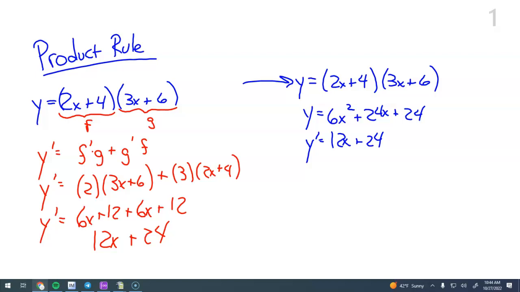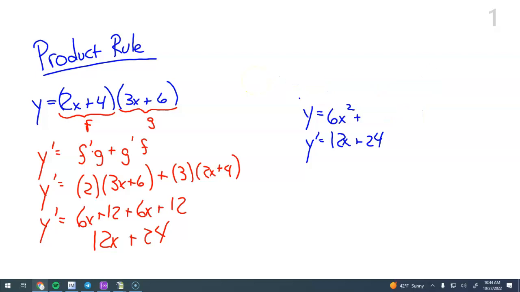If you don't do it, you will not get to the answer you're supposed to. Whenever you see two functions being multiplied together like this, it's not a choice. It's not, should I use product rule or not? If two functions are being multiplied together, you have to use product rule.